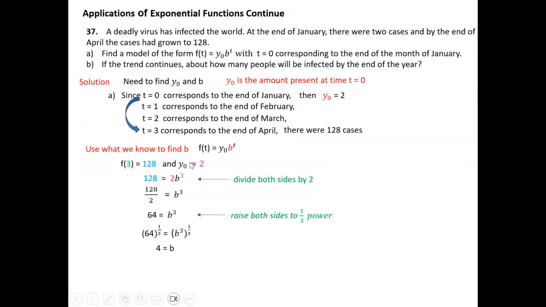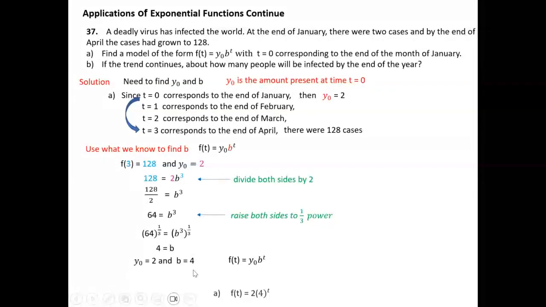So we found the b and we found the y naught. Now let's plug them into the formula. So this is a formula for part A. Now we can predict at any given month. But here, guys, for part B, it's saying at the end of the year.